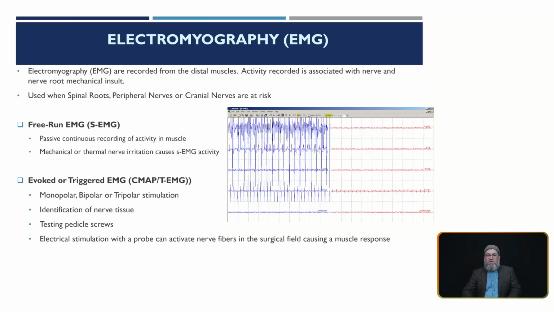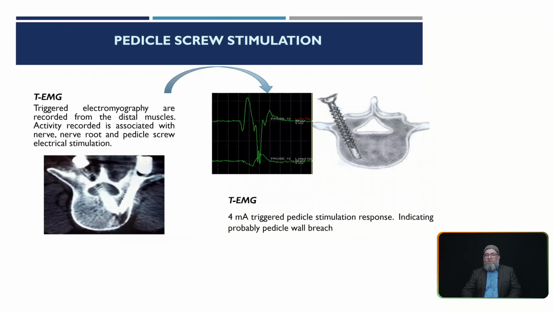Spontaneous is where we are not doing anything, we are just passively recording, and you're looking at this screen, this picture, for abnormal firing. The evoked or triggered EMG is where you have a probe, and we stimulate with electrical current and look for the response there. If you have a response, that means the connection is working, and it depends on what we are doing.